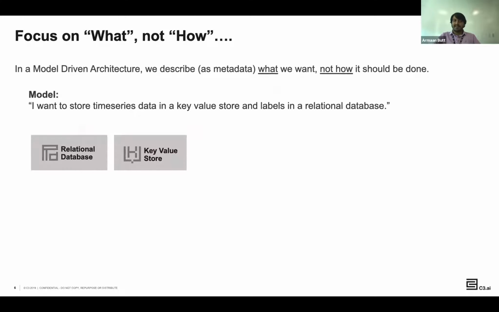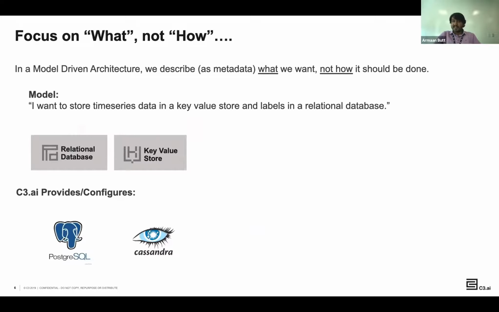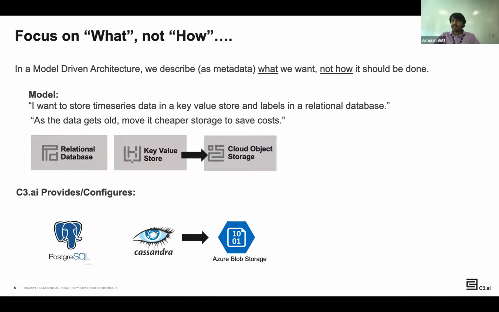So if you want to store time series data in a key value store and then keep the labels in the relational databases, you'll only be dealing with the relational database as well as the key value store, as opposed to dealing with the underlying, for example, PostgreSQL or Cassandra queries that you need to make. And likewise, if you want to move some of your data over to cloud storage or to even interact with data in cloud storage, you would deal with a cloud storage object model as opposed to the underlying data store, which could be from AWS's S3 buckets or even Azure Blob Store.